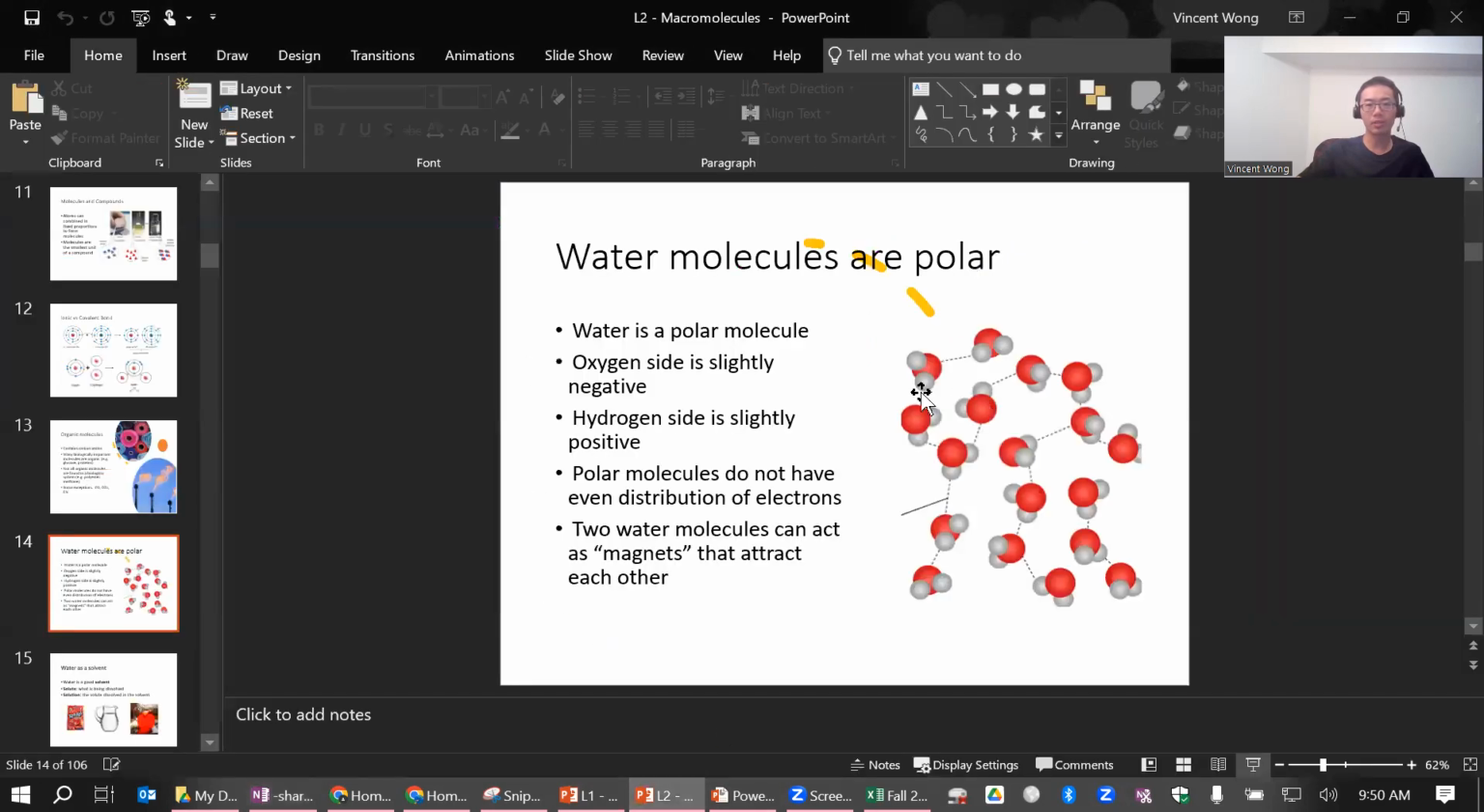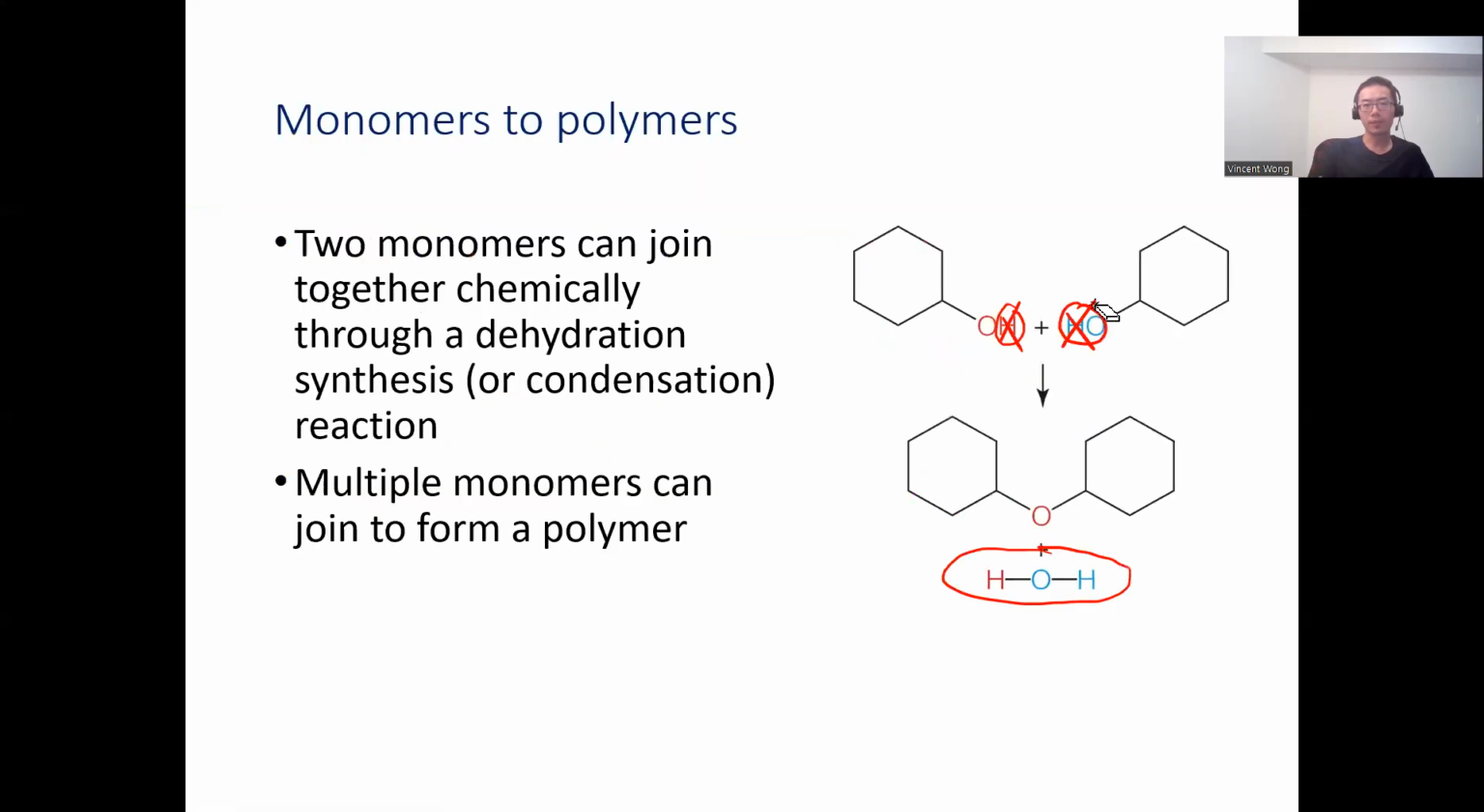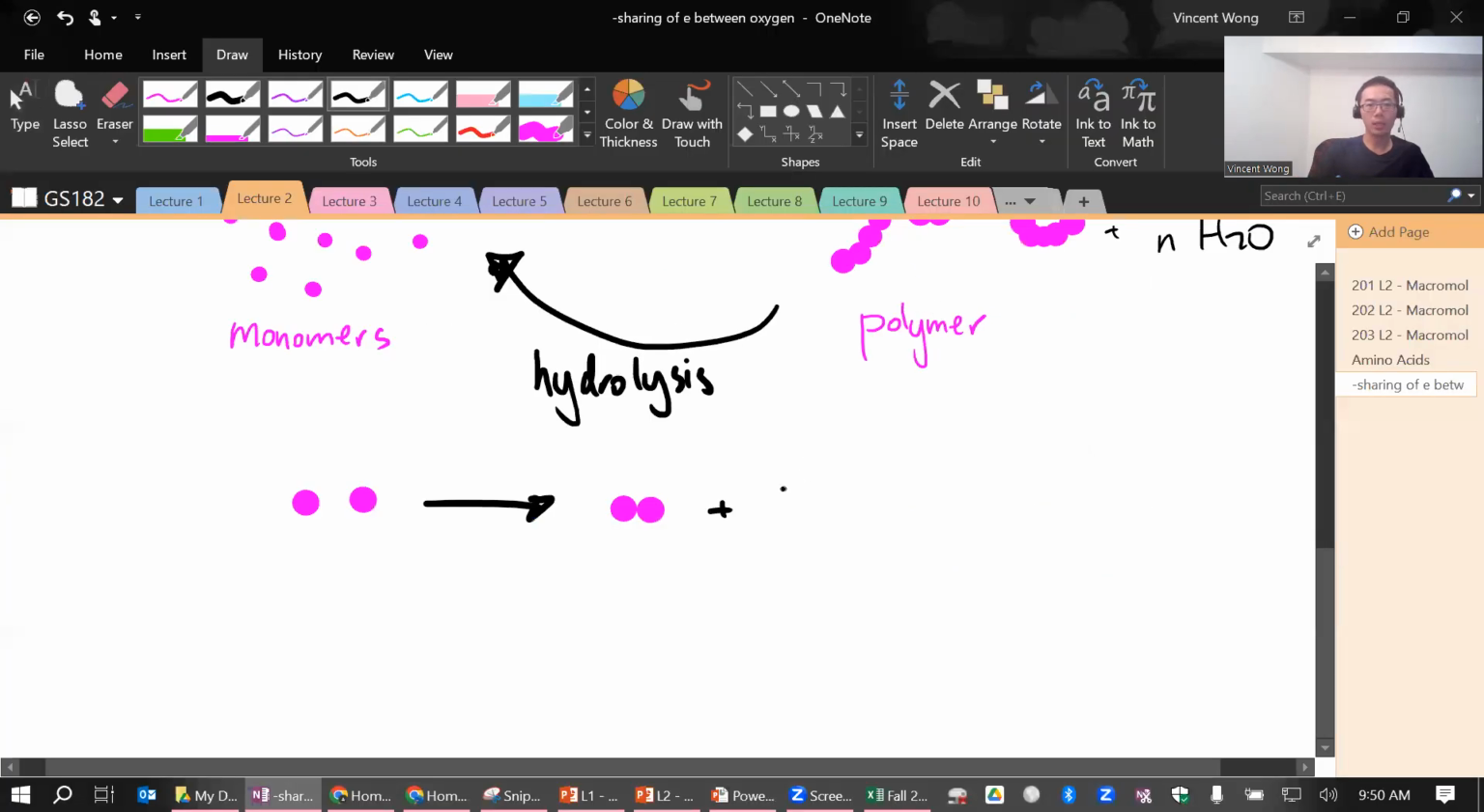So let's take a look at a picture here. Right over here, this is one purple circle and then another purple circle. When you join them together, you take an H, you take an OH, you remove one water molecule, H2O. So this is one H2O.